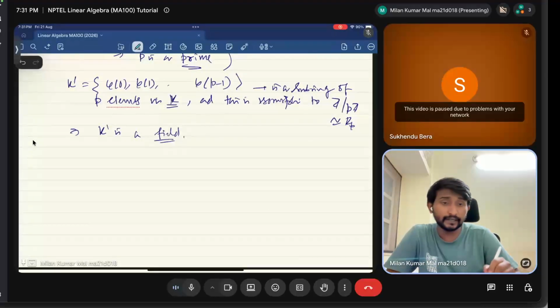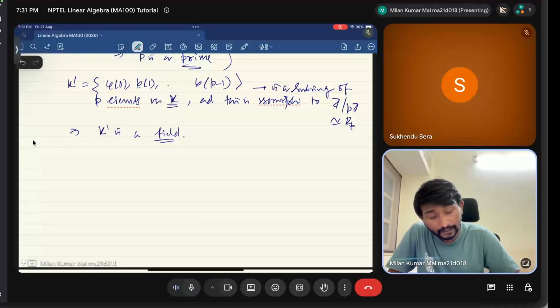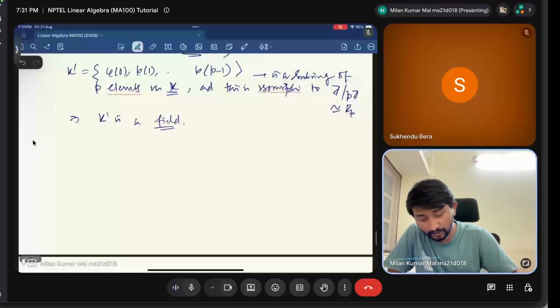I have not gone into details in this situation because I believe this question is not that relevant to linear algebra. And the cardinality of K dash is equal to p. So statement 2 is true.